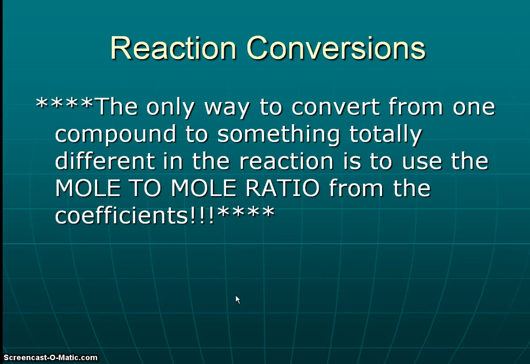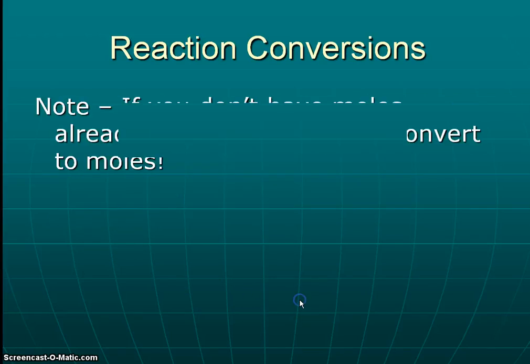And this is the major idea for today. So this is really important. Notice all the stars. The only way to convert from one chemical to something totally different in the reaction is to use that mole-to-mole ratio that you can find from the coefficients. So if I give you information about one chemical and I ask you information about something totally different, the only relationship is that mole-to-mole ratio. So you have to have a balanced reaction with coefficients.